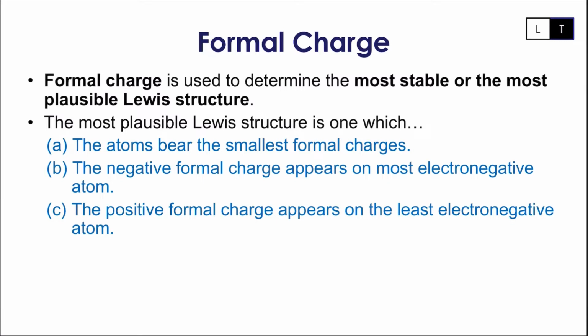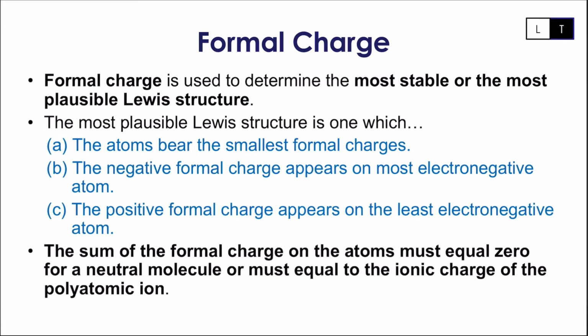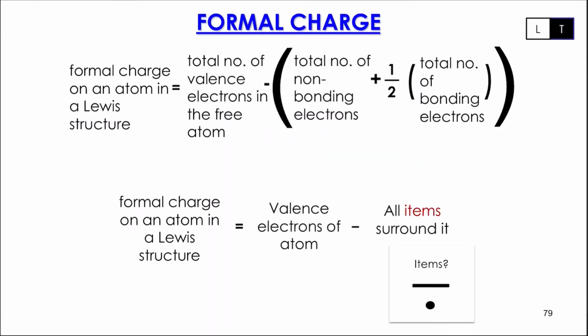And one more thing that you have to understand, total formal charge on all atoms must equal to zero untuk neutral molecule ataupun must equal to ionic charge untuk polyatomic ion. So kita akan lihatlah apa kita punya compound ataupun ion yang diberikan. Now, I did say that you have to calculate the formal charge. So how do we want to do that?